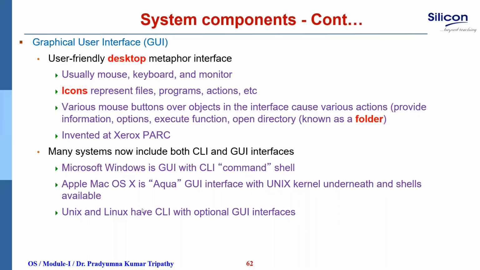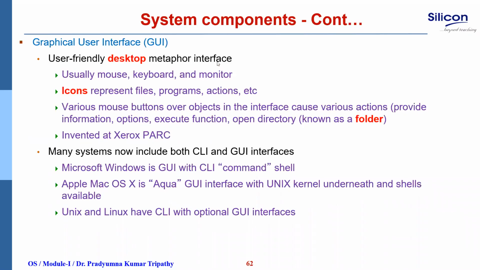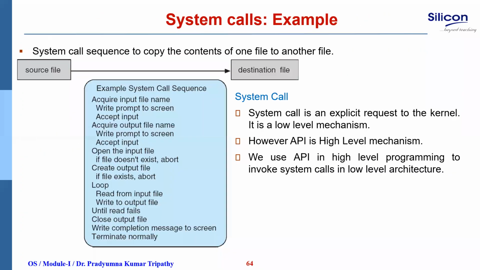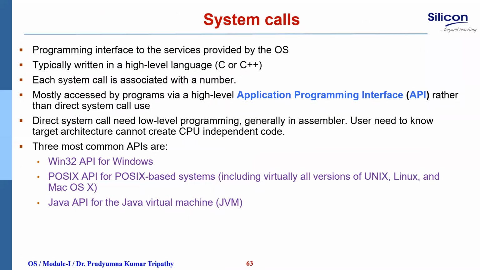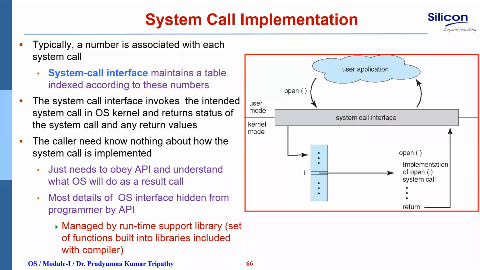Similarly, Apple Mac OS has an Aqua GUI interface with the Unix kernel, right? The system call I have already told you, but I will give one example. Maybe I will discuss this in the next class, with an example of how different system calls get executed.